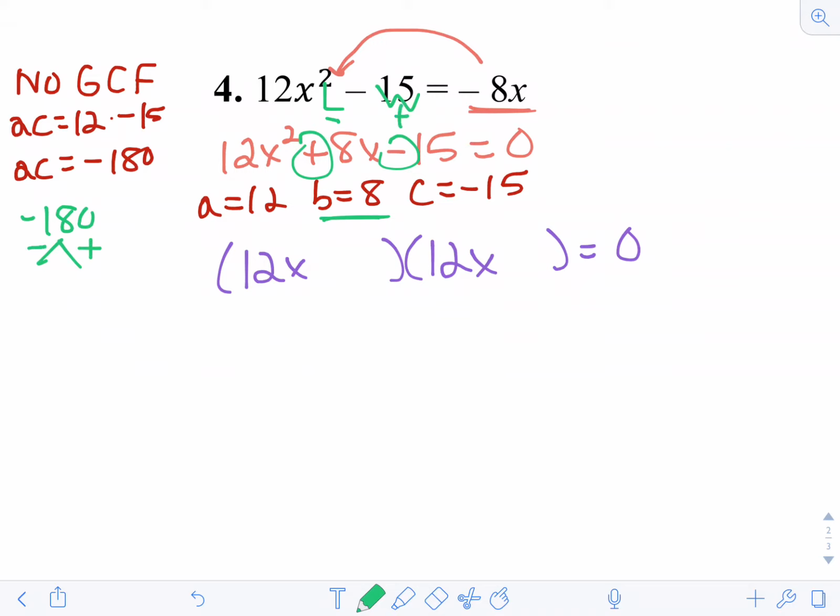So negative and positive. Now I'm going to save you some time on this because I'll show you how to do it in the calculator during class. But the numbers that it's going to come out to be is negative 10, positive 18.